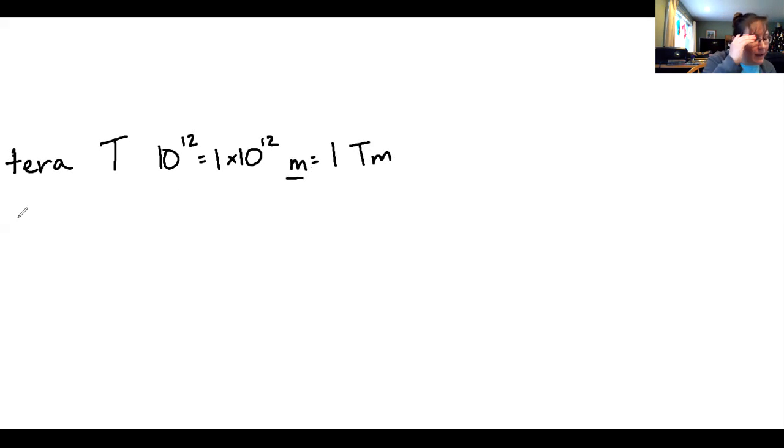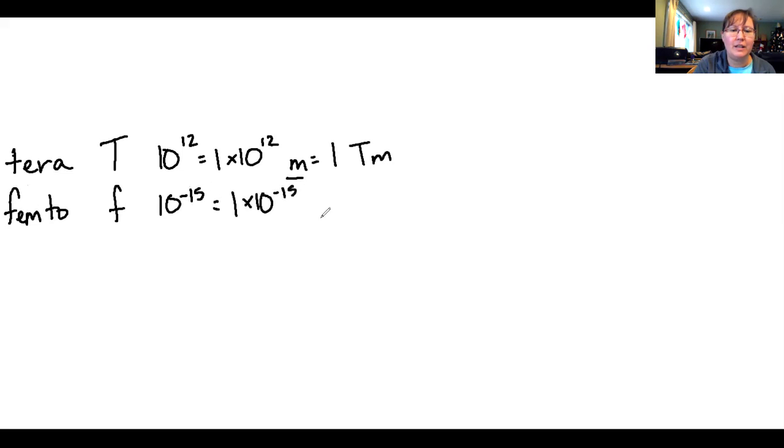Now, if we go way down to the bottom, let's look at femto. Femto has a small f, and it is 10 to the negative 15th, which means there are 1 times 10 to the negative 15th meters in 1 femtometer.